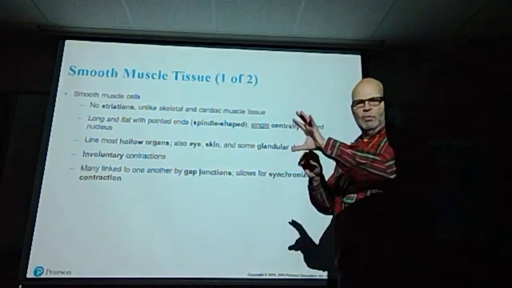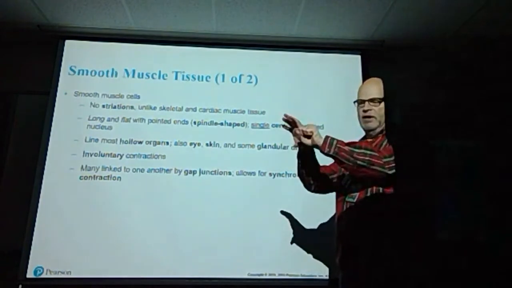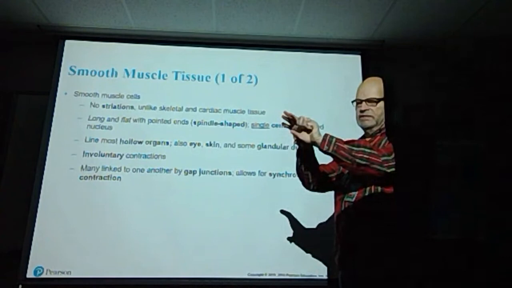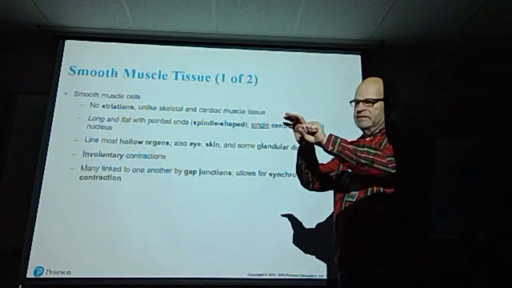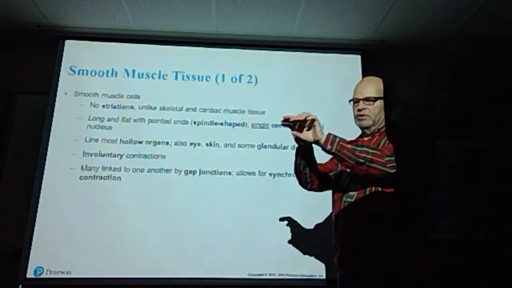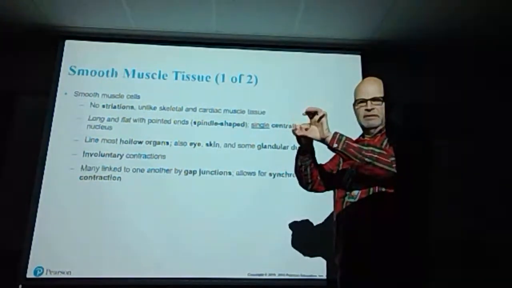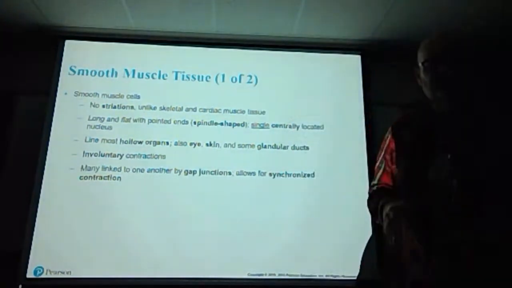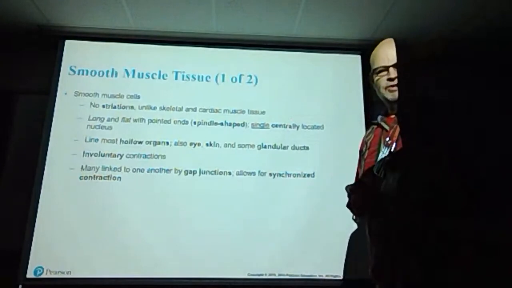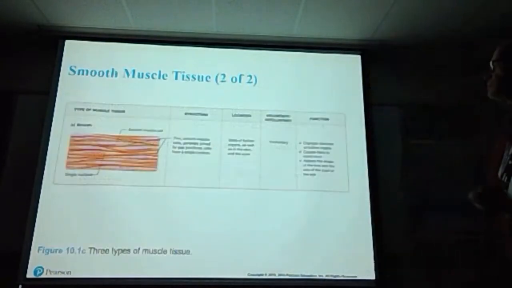A synchronized contraction will be one area contracts. This area doesn't contract yet, but this area contracts. And as this area starts to contract, this area will start to relax. So what you have is a motion that looks like this. That's the way food moves through our digestive system, through a synchronous motion.